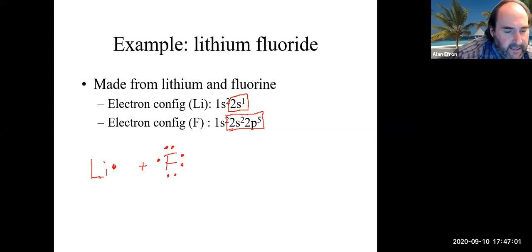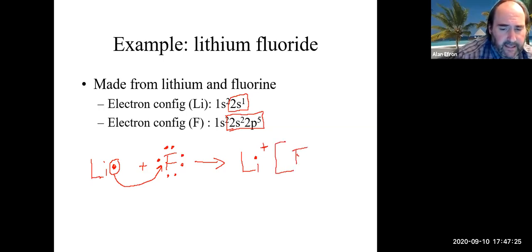And again, in this case, we have a metal and a non-metal. So what's going to happen is the electron from the lithium will transfer over to the fluorine. And when it does that, my lithium has now lost that electron, and that is when it will gain a positive charge. Now our fluorine will pick up that electron and it will have 8 electrons around it. And in addition to that, it will pick up a negative charge.